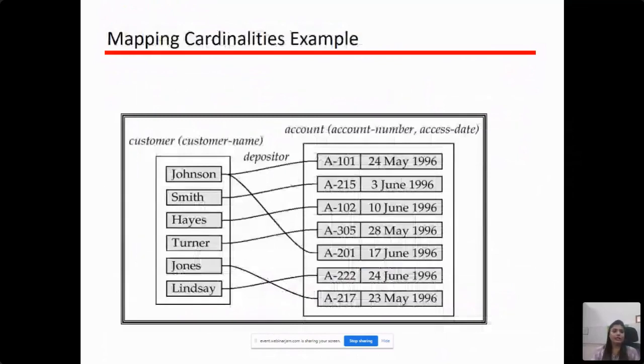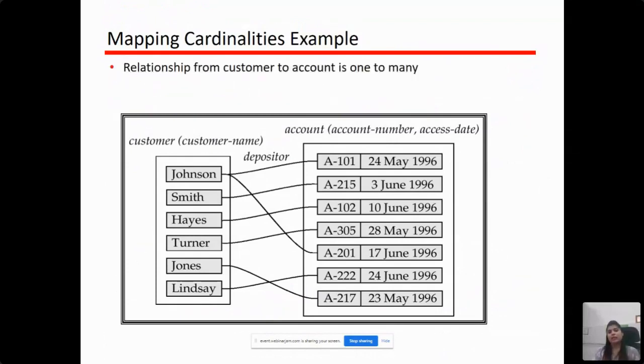Now one more example we'll see. We have the customer entity, and we have described one attribute from the customer entity, which is the name, and then we have account number and access date for the account entity. Now, what kind of mapping cardinality would it be? Here one customer can have multiple accounts, but can multiple accounts be related to multiple persons? No. So the cardinality here would be one-to-many.